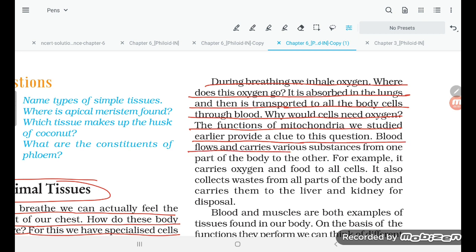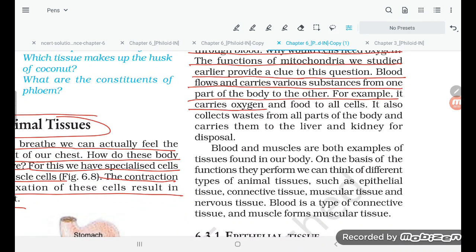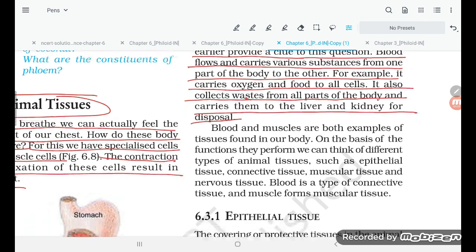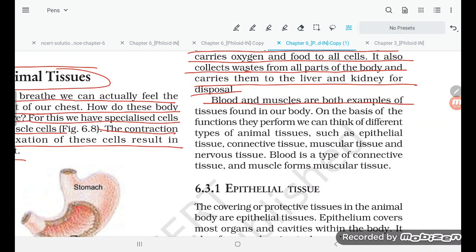Blood flows and carries various substances from one part of the body to the other. For example, it carries oxygen and food to all cells. It also collects waste from all parts of the body and carries it to the liver and kidney for disposal. Blood and muscles are both examples of tissue found in our body.